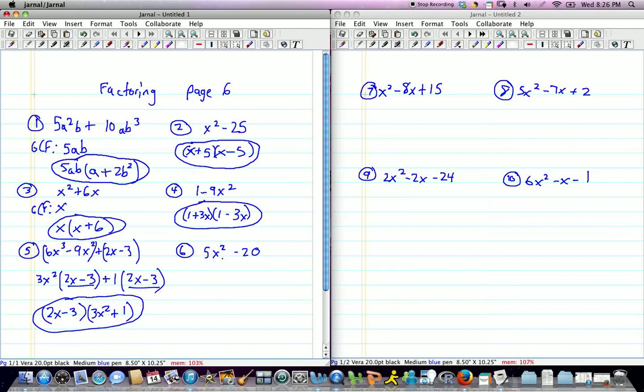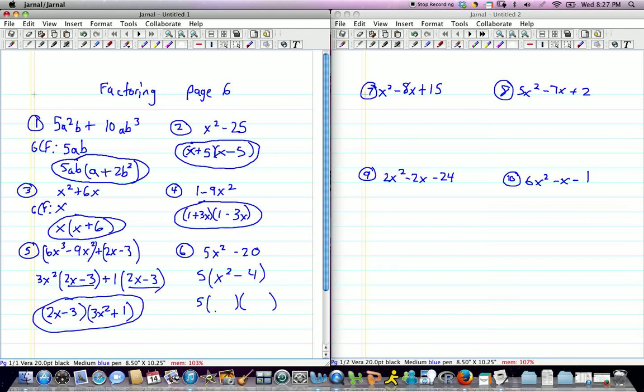Number 6, it looks like it could be difference of squares, but this is not a perfect square. So what we're going to do first is we notice that it has a GCF. 5 goes into both terms. So I'm going to take the 5 out first, and then I get x squared minus 4. Now we know that this is a difference of squares in the parentheses. So I keep the 5, and now I can break down the x squared minus 4 into two more things.